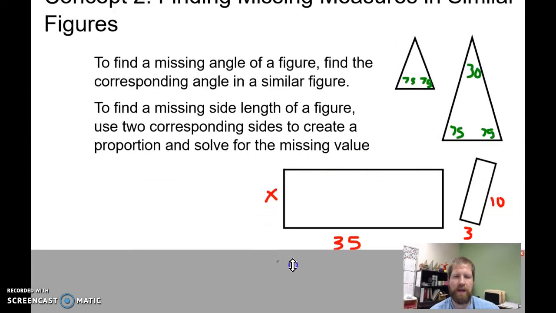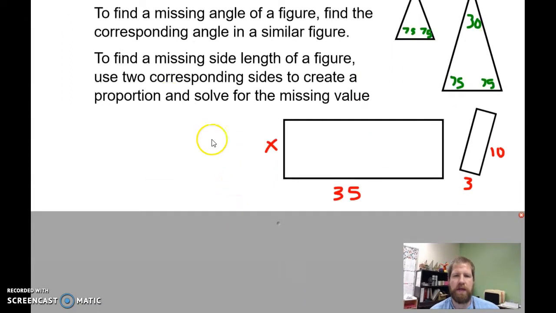Finding the missing side length is a little more challenging sometimes. You need to set up your proportion and make sure that you have those corresponding sides. In a rectangle, it's fairly straightforward because you have two side lengths that are the same and two other side lengths that are the same. I don't really have anything to mix it up with. I've got my short end and my long end.